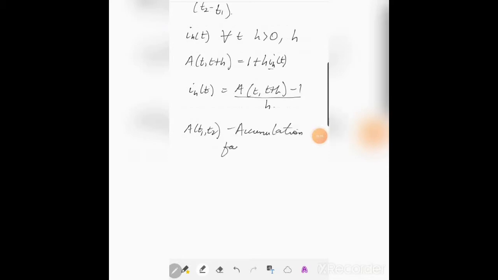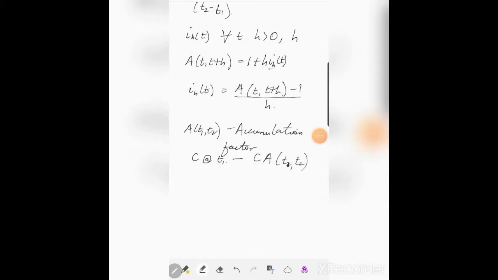It's nothing but the accumulation factor, since the accumulation at time t2 of an investment of sum c at time t1. So here, if we want to find the accumulation at time t2 of an investment of some c1, we get it as c times A(t1, t2), right?